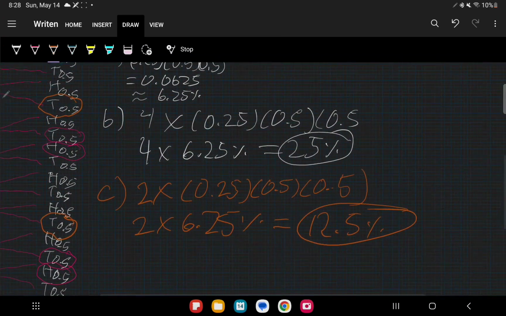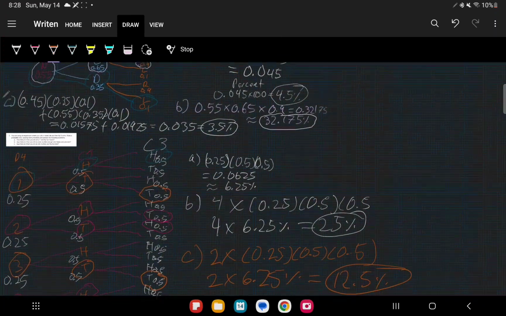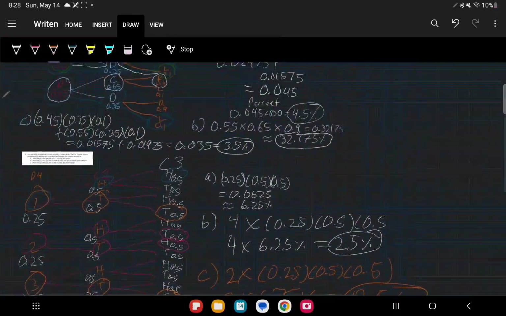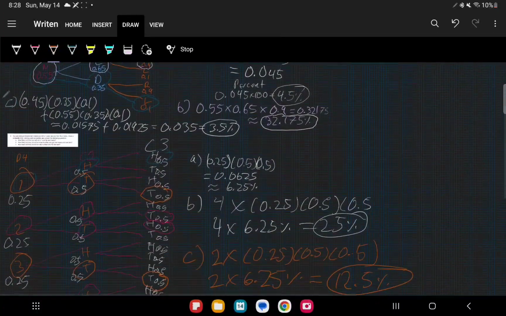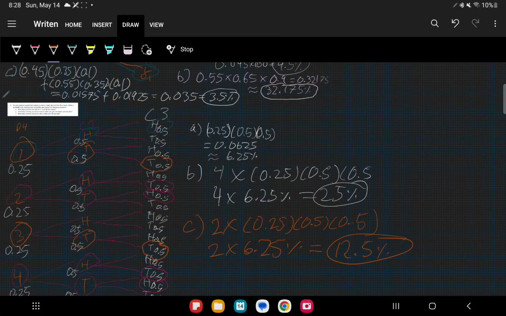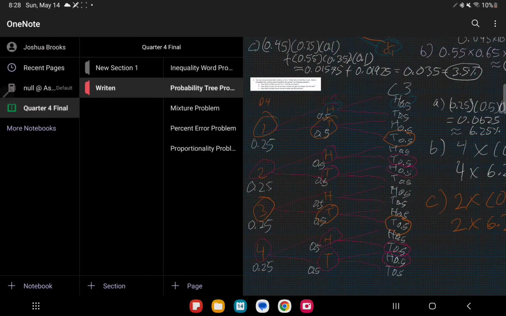So that is the end of probability trees. Let's go ahead and move on to the next topic for question 3.